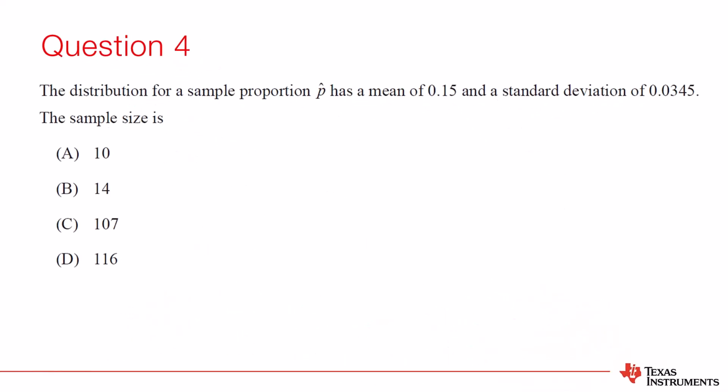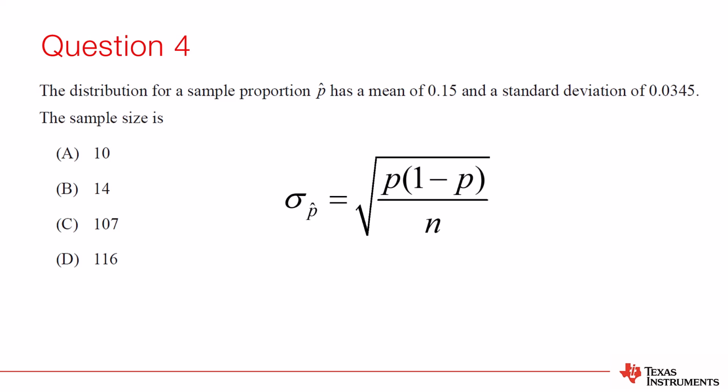Question 4. We're provided with the mean of a sample proportion, 0.15, and the standard deviation, 0.0345, and asked to find the sample size n. For this question, we can just jump straight into a formula. We know that the standard deviation is equal to the square root of p times 1 minus p all over n. So we can either rearrange this formula to make n the subject or just use the nsolve command. Both operations are just as quick.